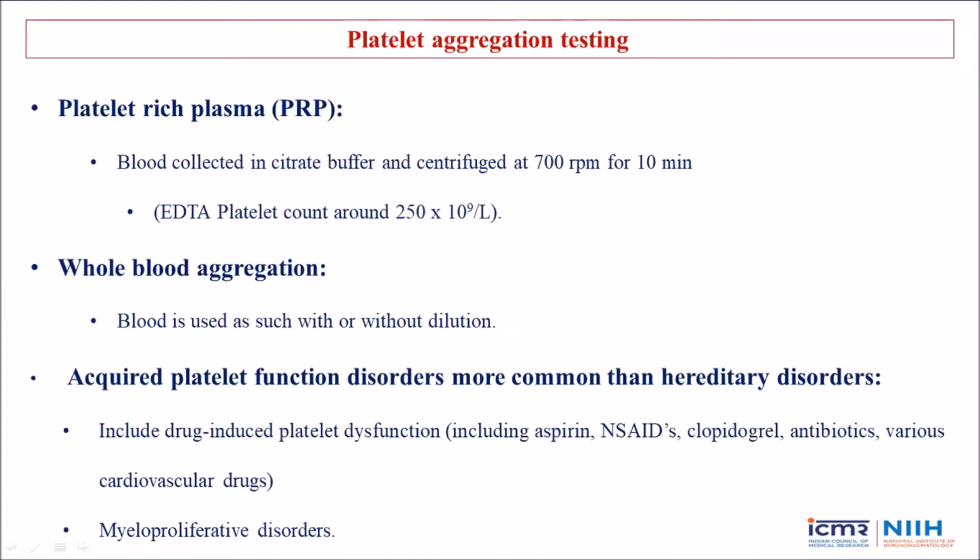Whole blood aggregation can also be done. That is also citrated whole blood. It can be done with or without dilution. Impedance aggregometry is there; you can use it for doing whole blood aggregation.